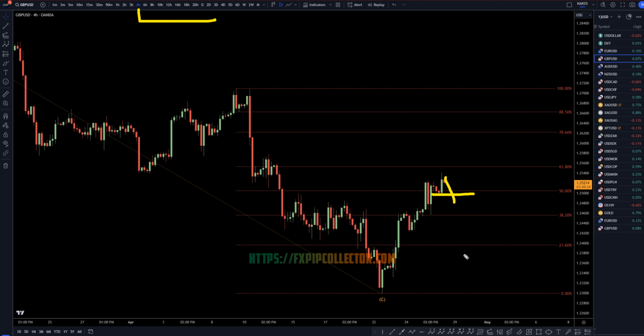If it does go down and break structure, then you could look for shorts, but most likely this move down would be a crescent to this move up. I would expect it to either be an A, B, C, which would look like that, and then continue down maybe next week, or maybe this really is going to be a 1, 2, 3, and it just keeps on making those higher highs and higher lows.